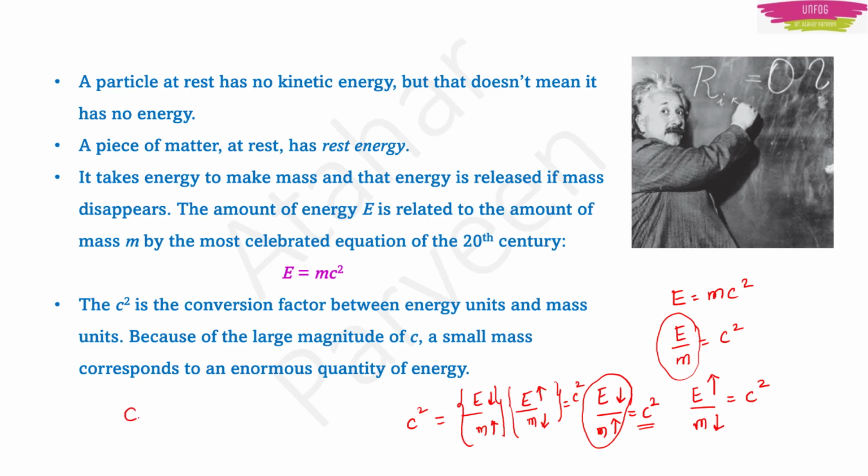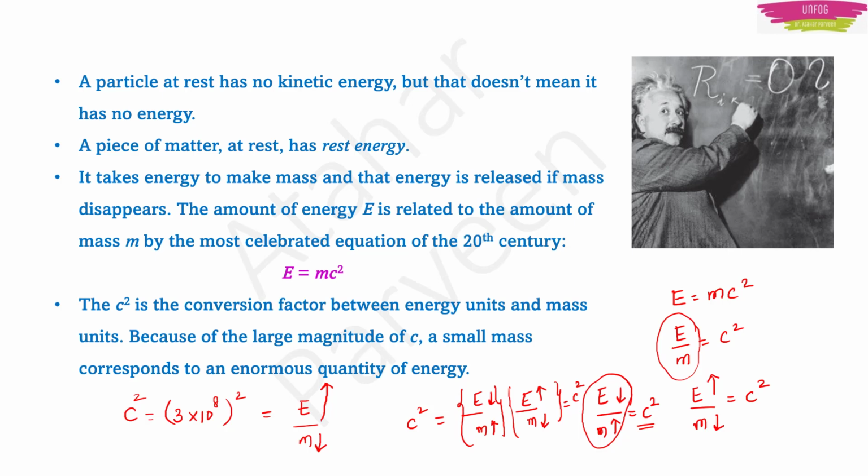Now we know that the value of c is 3 into 10 to the power 8 meter per second, right? If I square it, it becomes even larger. So the magnitude of c square is large. In this situation, we are telling that this is equal to E by m, right? So in case there is a small mass, then E will have an enormous value. Any particle which is having very small mass will have enormous energy in it. That is what E is equal to mc square tells.